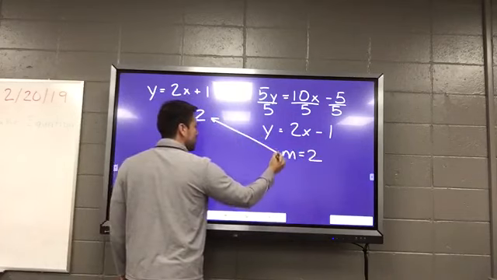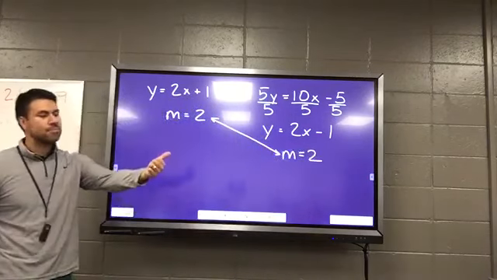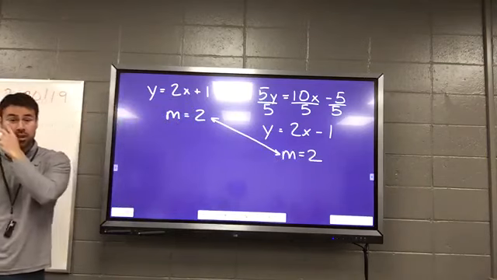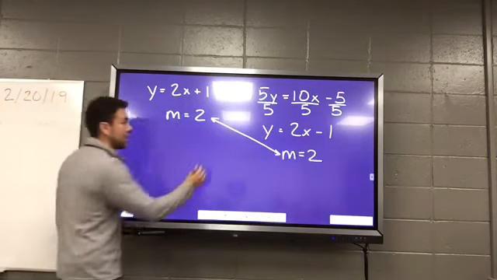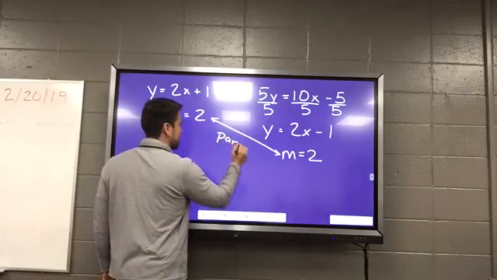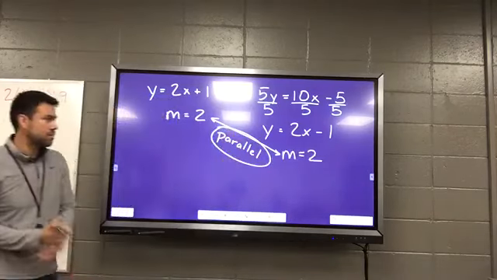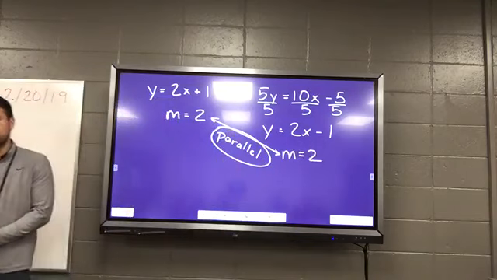Looking at the two slopes, are they the same? Are they negative reciprocals of each other? Or are they neither one of those options? They are the same, so your answer is going to be parallel. They're parallel lines. That's what you put. You compare the slopes.